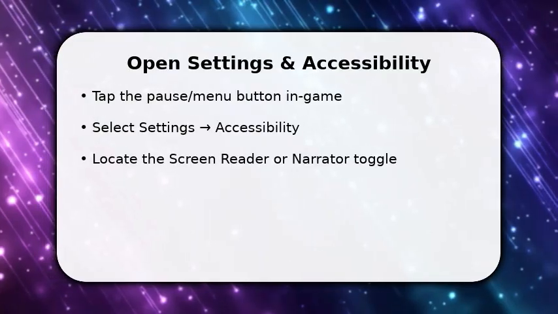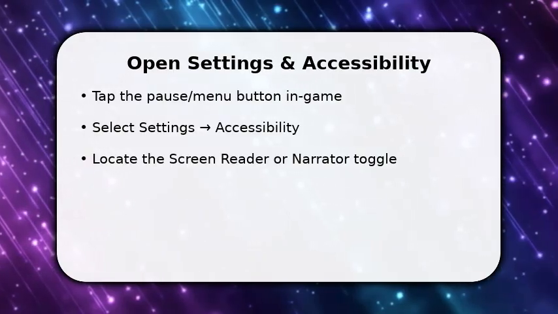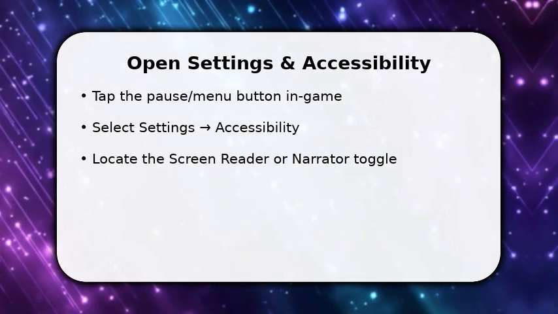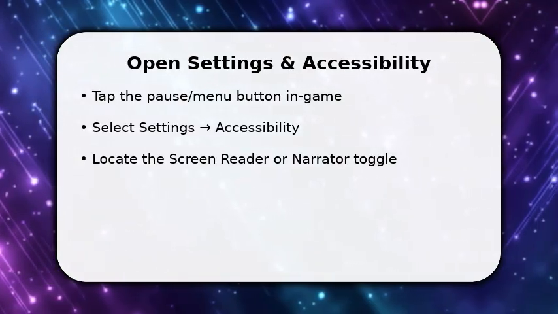You're starting inside Minecraft Mobile. Open the in-game pause menu and go straight to Settings. Once there, tap Accessibility so you can change audio aids. You need to find the screen reader or narrator entry.